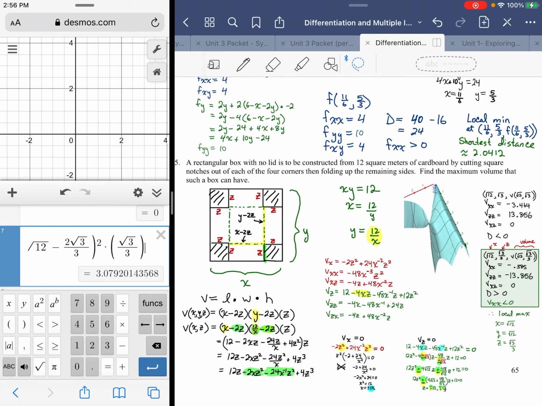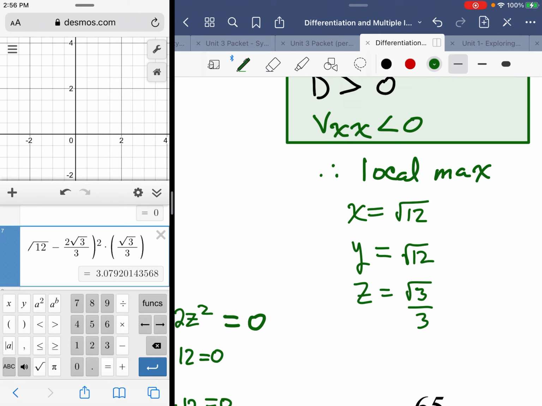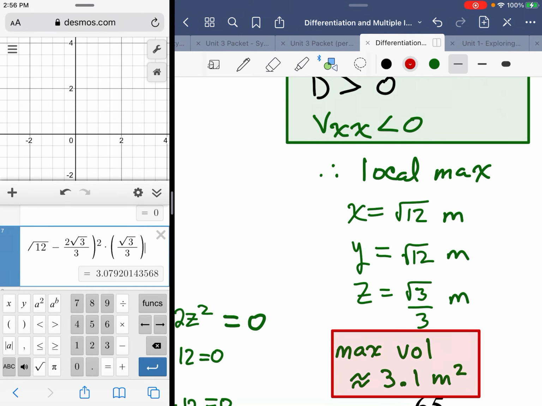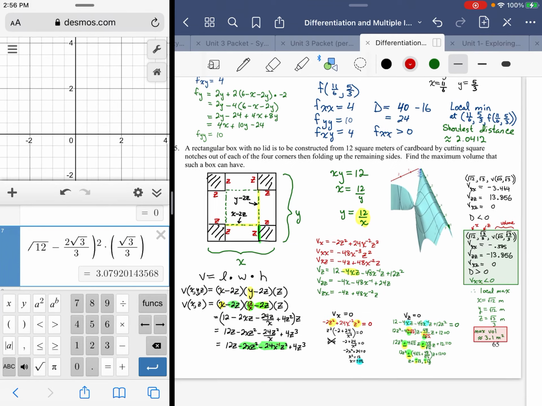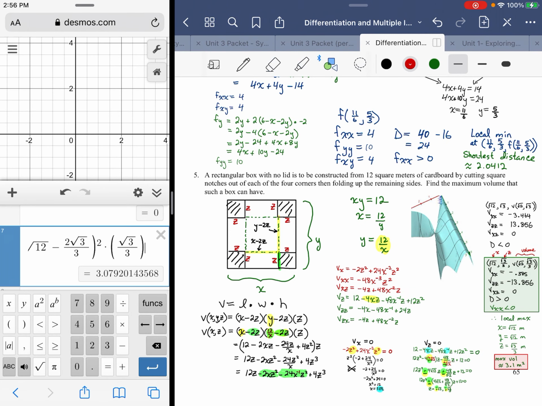So the dimensions in general, we're talking about meters. Meters, meters, meters, max volume approximately 3.1 cubic meters. So we know the dimensions that the cardboard has to be in order to give the max volume, and we know what size the notches need to be cut out at in order to give that max volume.